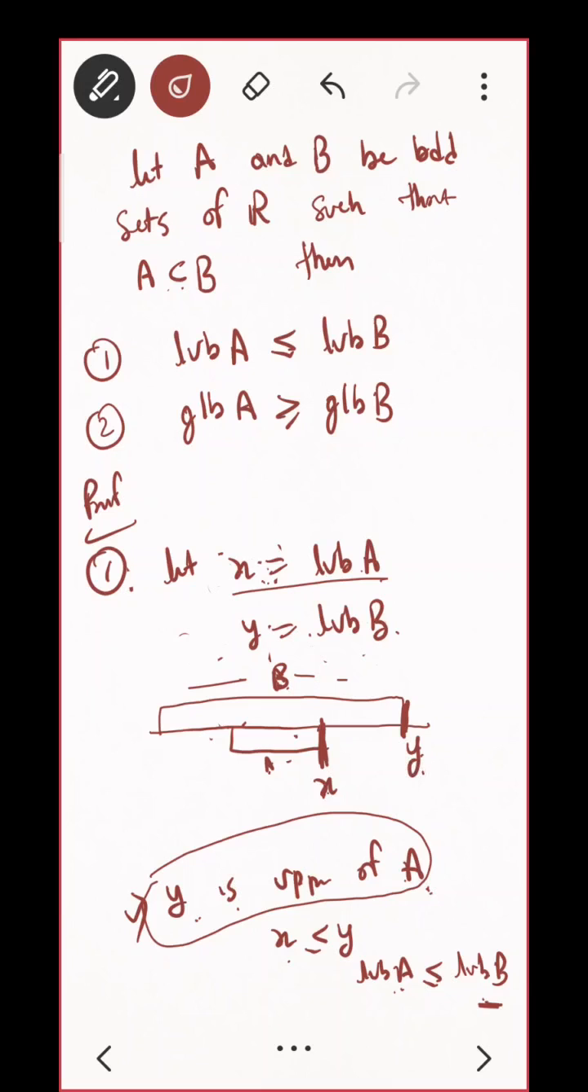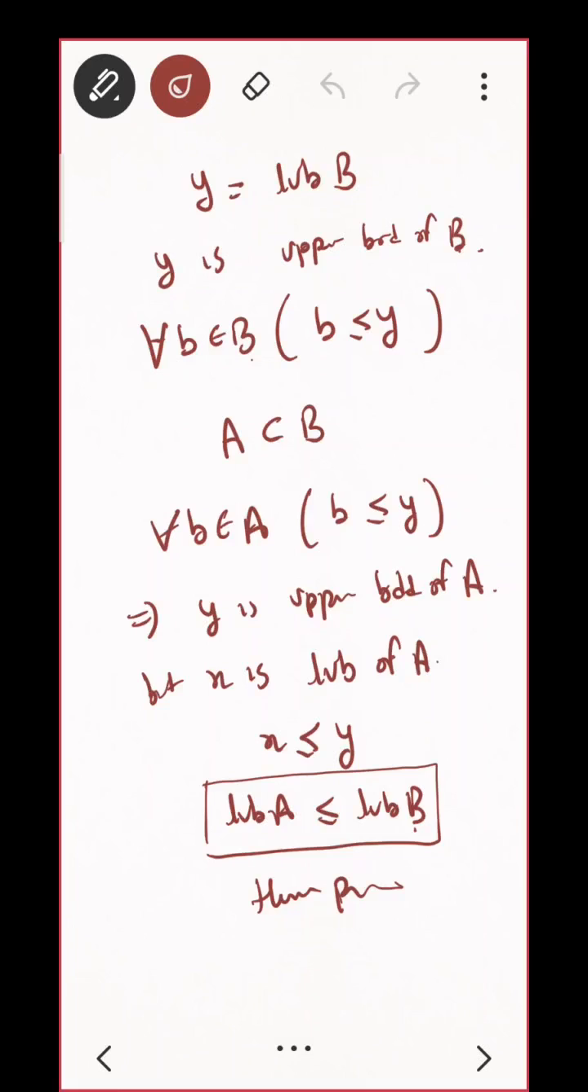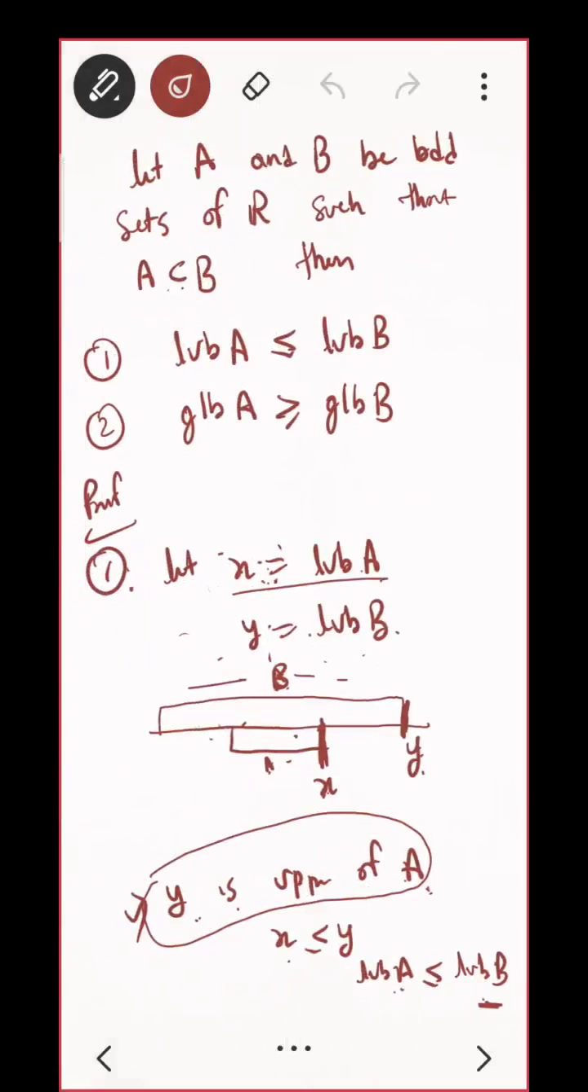Now I leave it to you. Can you do something for GLB of A and GLB of B? Just go through the proof once again, then think about that. See how I started. From this graph that we drew, we made our observation, and then we started.